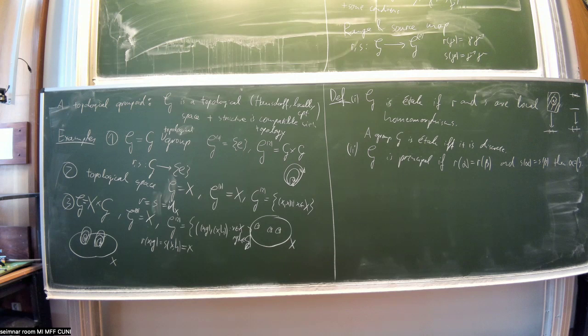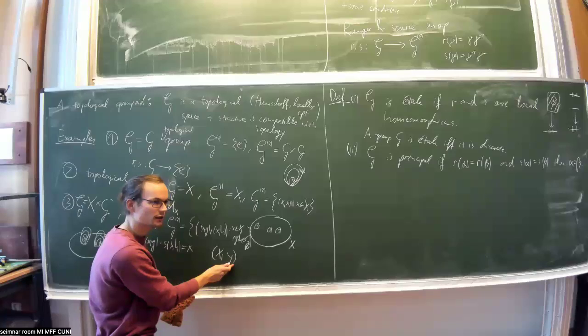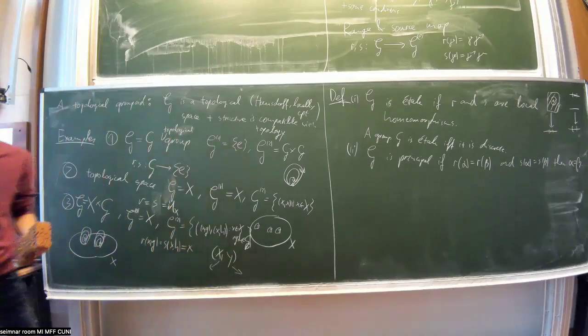You have an arrow between two points only if the points are equivalent. And then you compose them by (x, y), (y, z) equals (x, z). In that case, the range would be the first coordinate: if you have x and y, where x and y are equivalent, then the range would be this one.